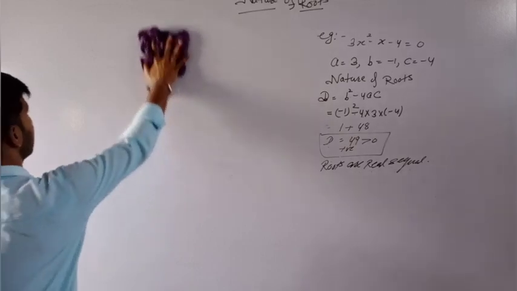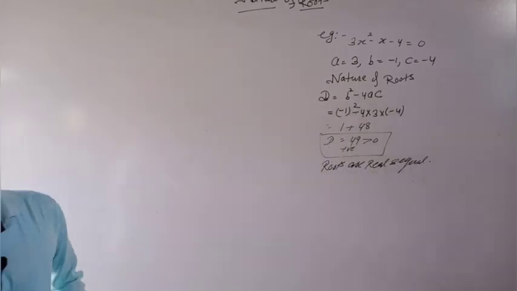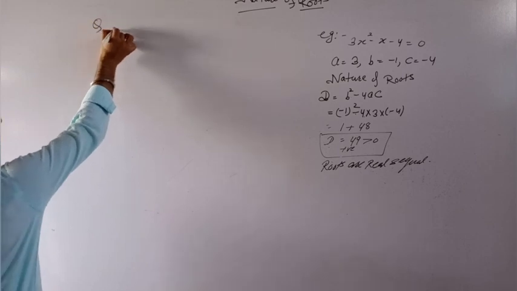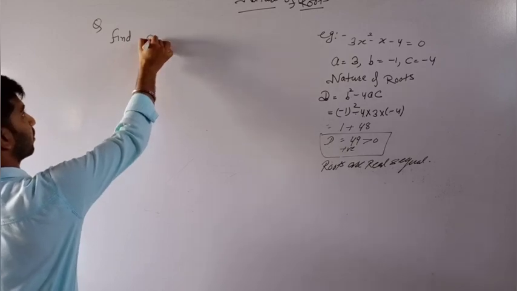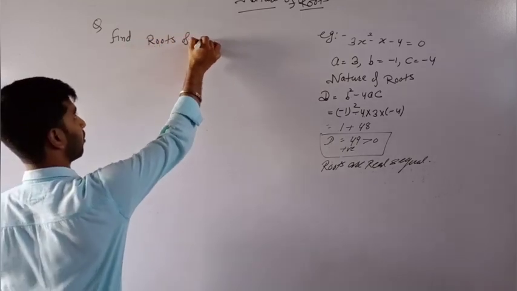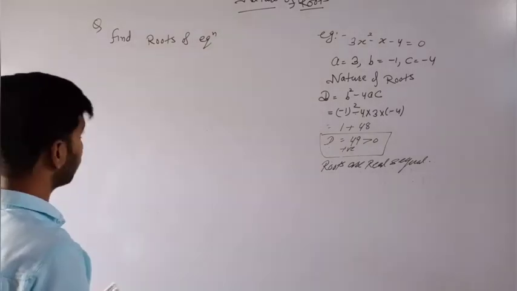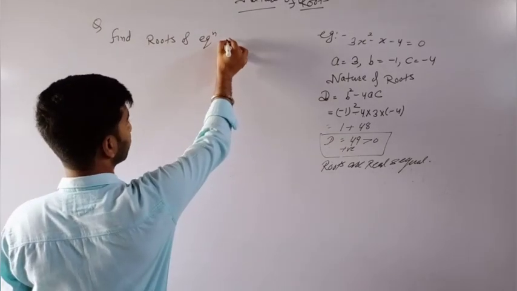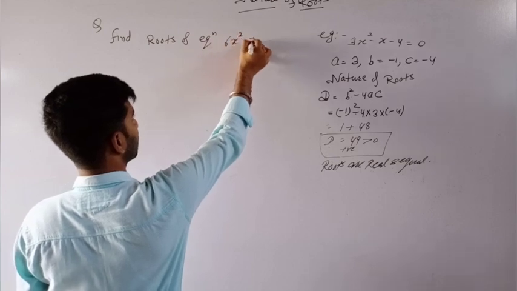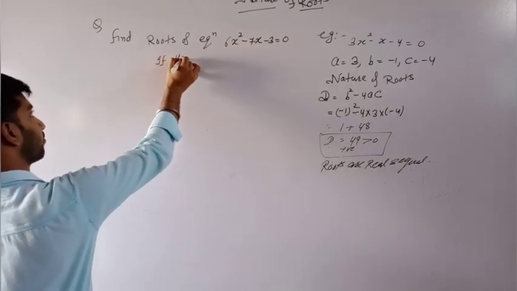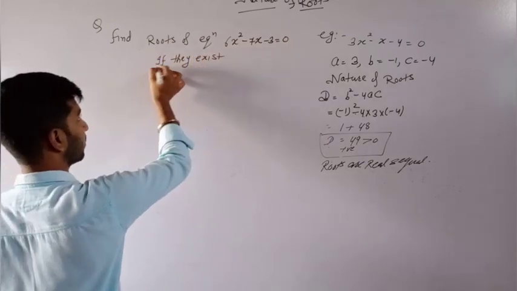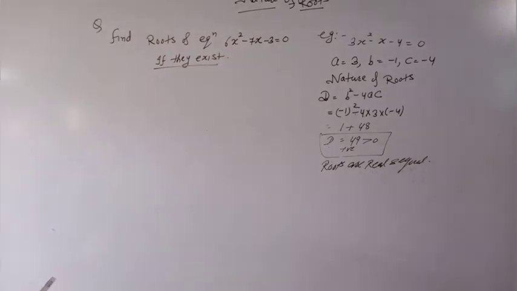Now let us do an extra example. The question is: find the roots of the equation 6x square minus 7x minus 3 is equal to 0, if they exist. Find the roots of the equation 6x square minus 7x minus 3 is equal to 0.